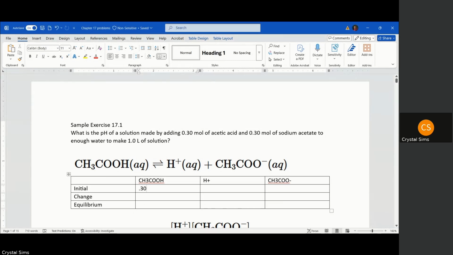And we know that our initial concentrations of our products are going to be 0. And like our other ICE tables that we've looked at, we know that our change is going to be by some amount. The hydrogen ion and the acetate ion are going to increase by that amount, while the acetic acid decreases by that amount. So then at equilibrium, we have our amounts here.